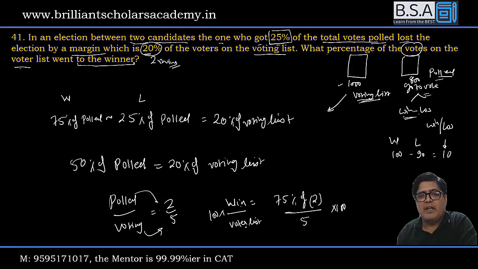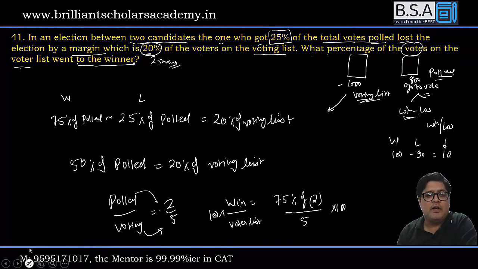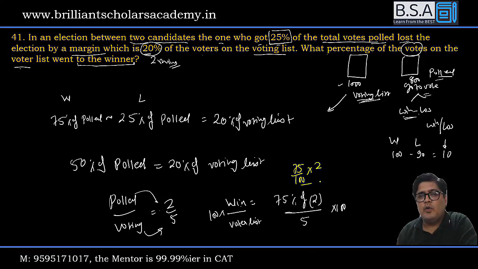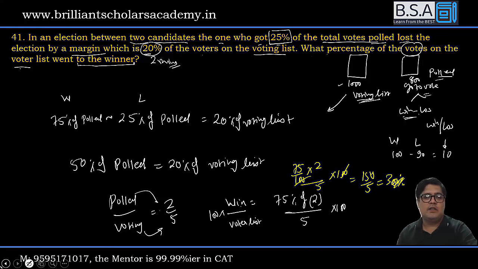Winner upon voting list into 100 is the percentage. So you rearrange and give me the answer. Let me perform this final calculation. 75% into 2 upon 5 into 100. 100 cancel. 75 into 2 upon 5, 150 upon 5. So he must have got 30 percent of the votes from the list.